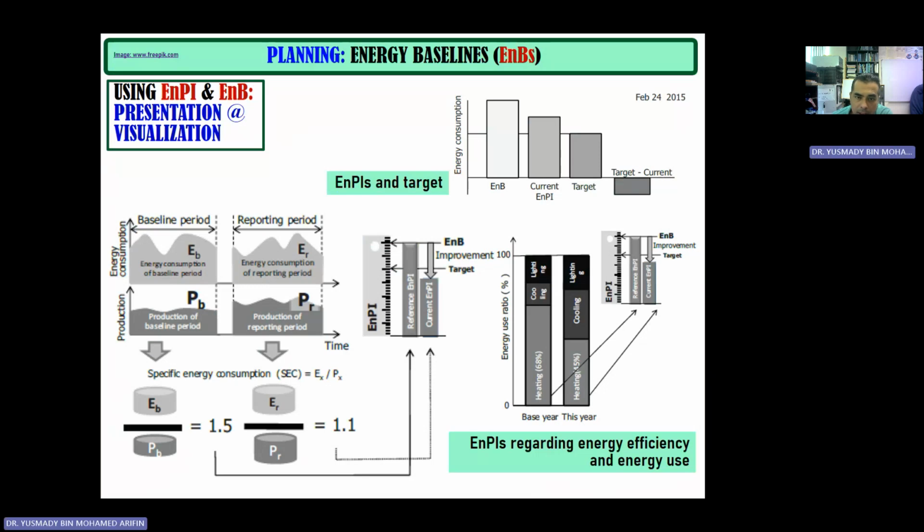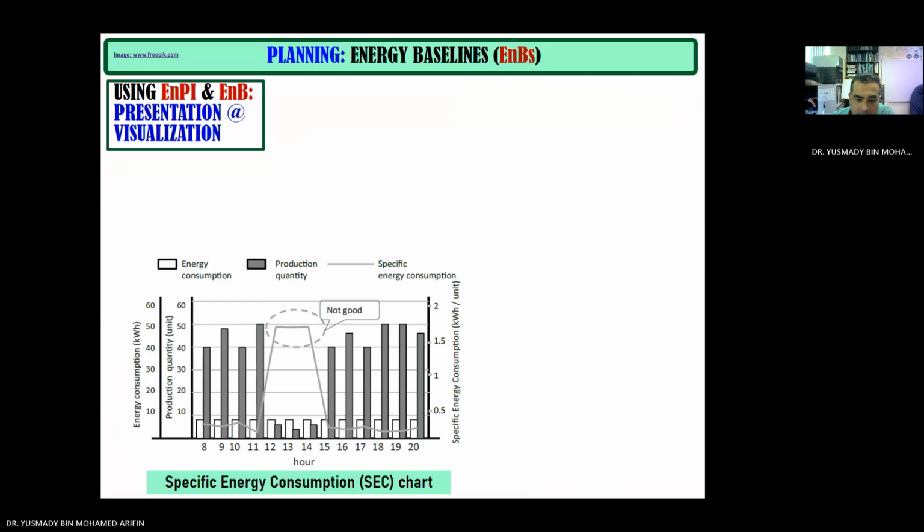And also we have the graph that shows the relationship between the energy performance indicator and the target. These are called the visualization tools that can be used to explain or convey information about energy consumption based on EnPI and EnB. Okay, so these are another form of presentation or visualization.